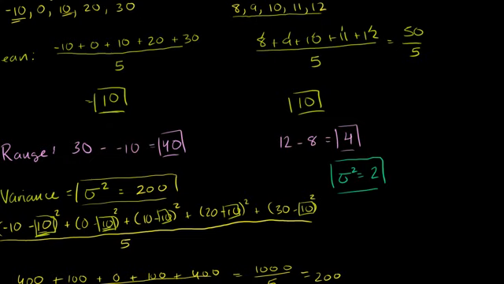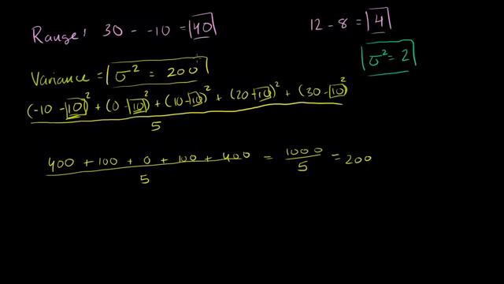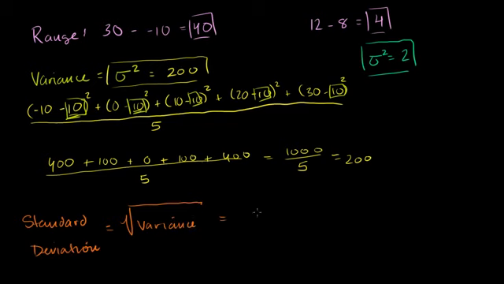So what people like to do is talk in terms of standard deviation, which is just the square root of the variance. It's just the square root of the variance, or the square root of sigma squared. And the symbol for the standard deviation is just sigma. So now that we figured out the variance, it's very easy to figure out the standard deviation of both of these characters.